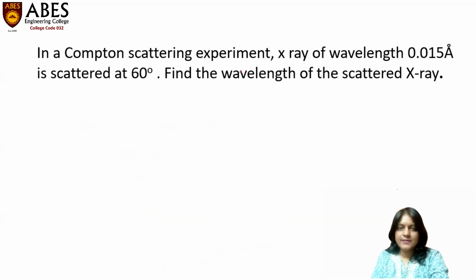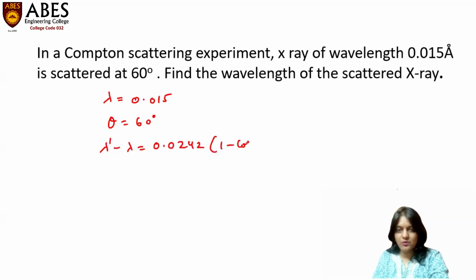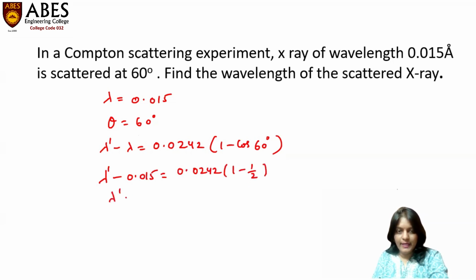Next, another question based on the Compton effect. In a Compton scattering experiment, an X-ray of wavelength 0.015 angstrom is given. It is λ, not the scattered wavelength. And θ is 60 degrees. Find the wavelength of the scattered radiation. So λ' minus λ is equal to 0.0242 (1 minus cos 60 degrees). λ is given as 0.015, 0.0242 times (1 minus 1 by 2, the cos 60 value).